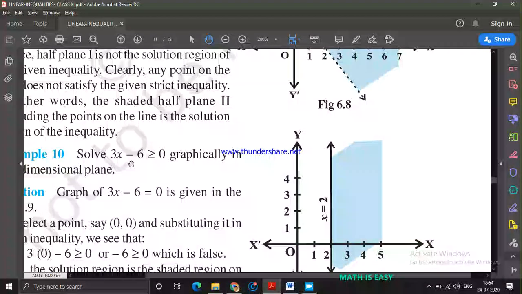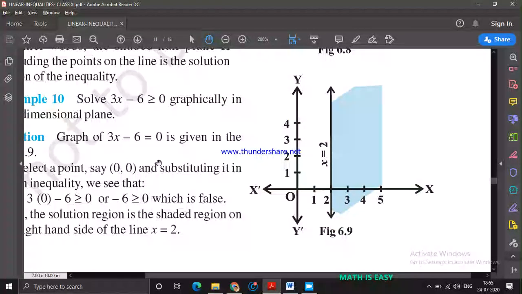Next we have 3x minus 6 is greater than or equal to 0. If I solve 3x minus 6 equals 0, then the x value will come as 2. Then x equals 2 is the line. The equal sign is also there, that's why I am putting a thick line instead of a dotted line. That means any point on this line will satisfy the given equation.